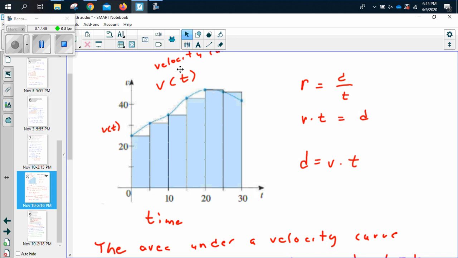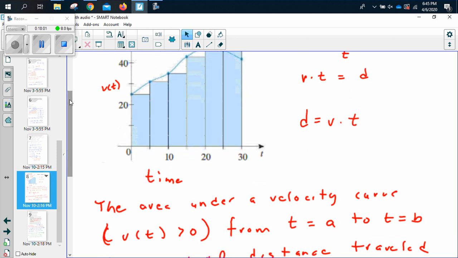Now, if it's moving in the positive direction. If some of the velocities are negative, then the area would really be the displacement. So we'll have to be a little bit careful about that.